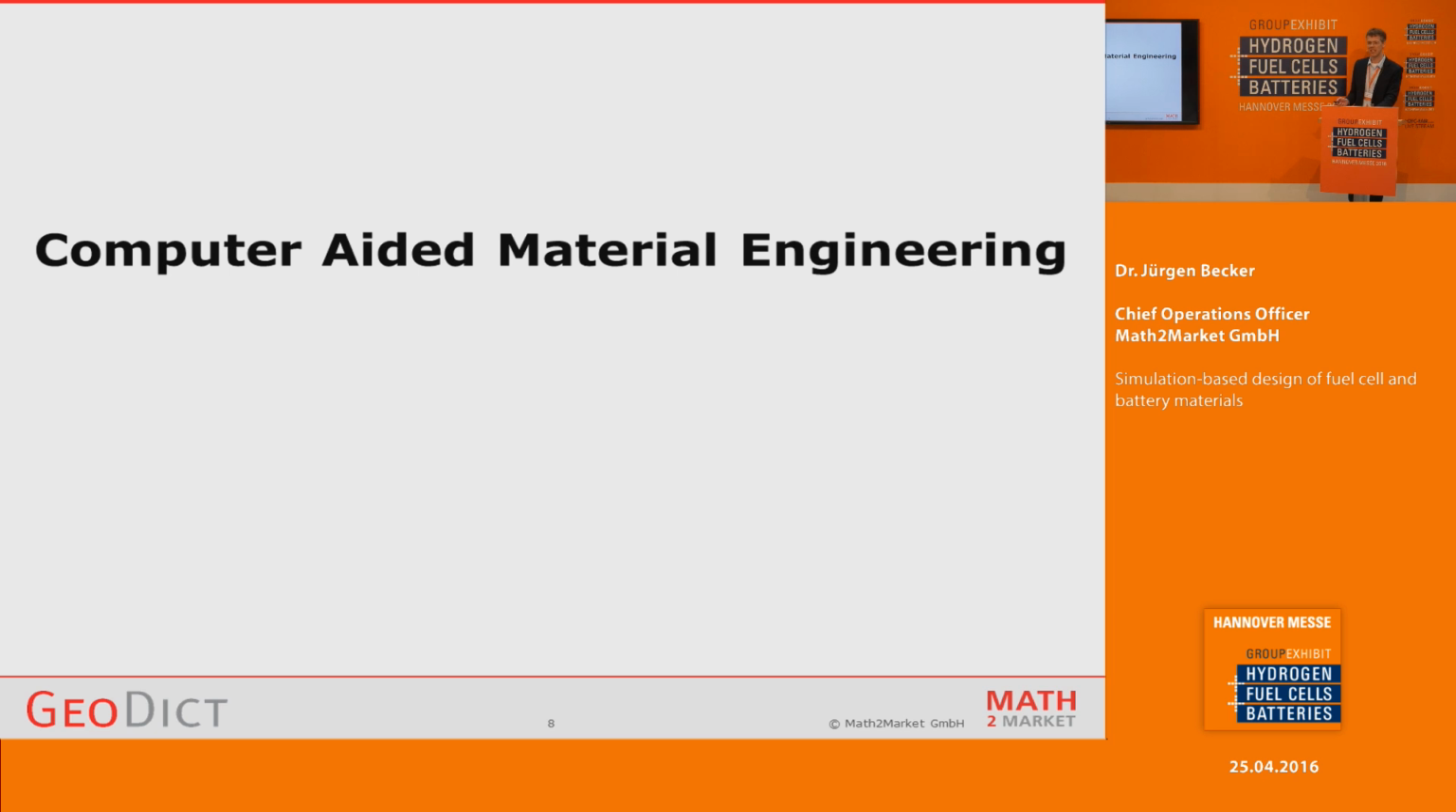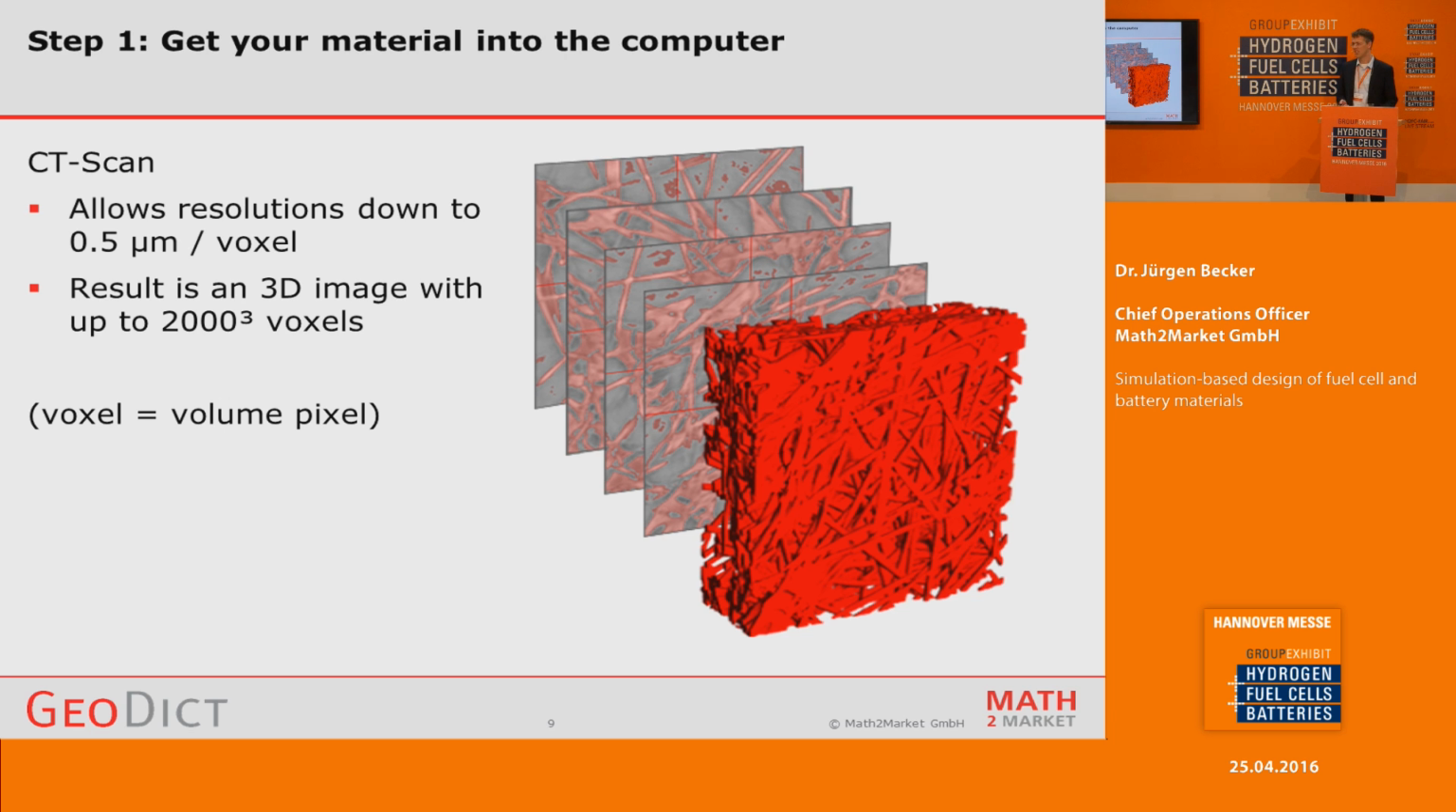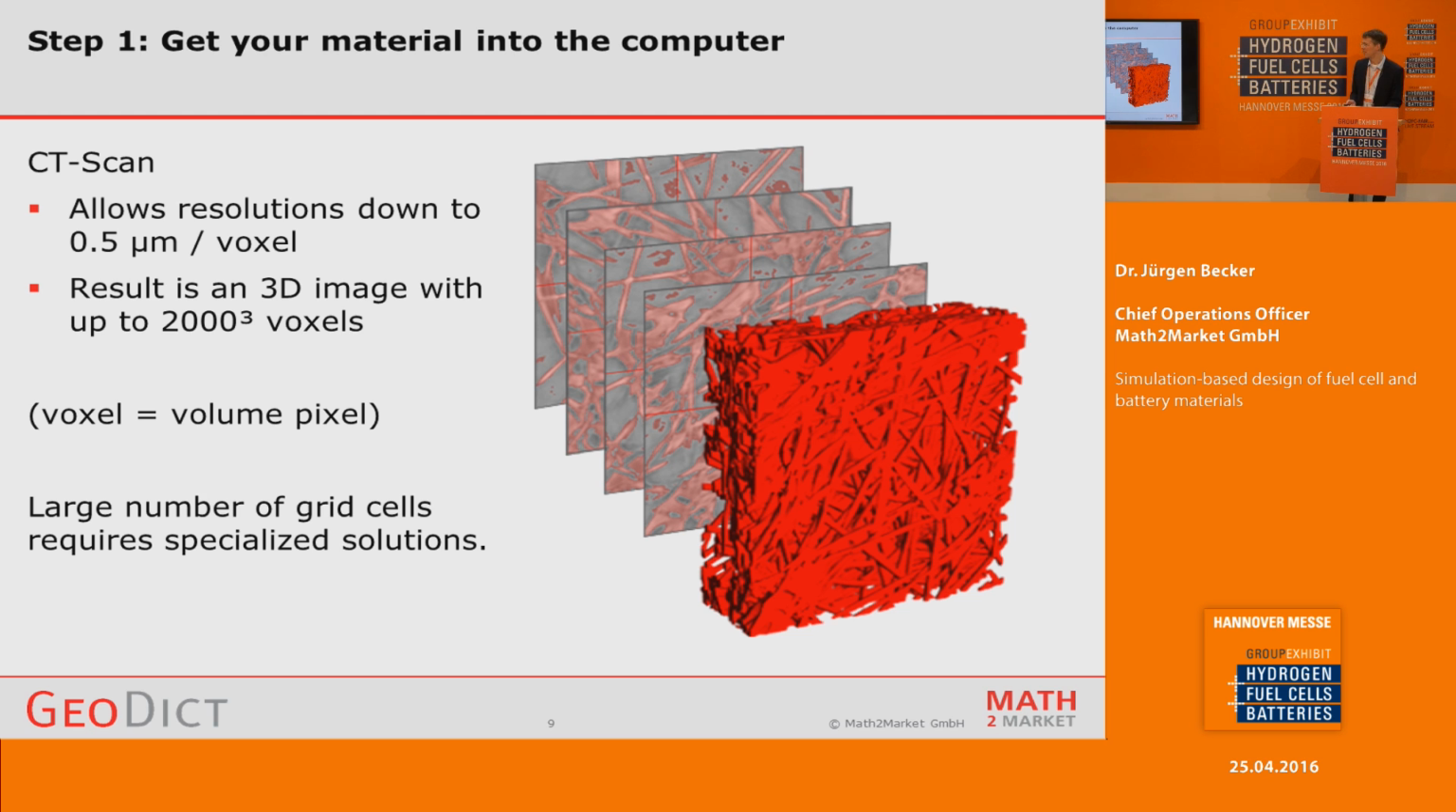So with computer-aided material engineering, you can now perform the following 4 steps. Step 1, you can get the material into the computer. For that, you usually can do a CT scan, which nowadays allows resolution down to half a micron, and which results in a 3D image with up to 2,000 cubed grid cells that you get out of the CT scanner. This size of grid cells requires some specialized treatment in the numerics, because we are talking about 8 billion or so unknowns in the equations that you solve.